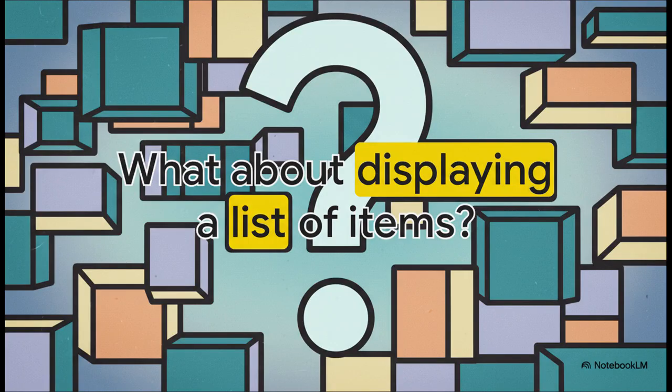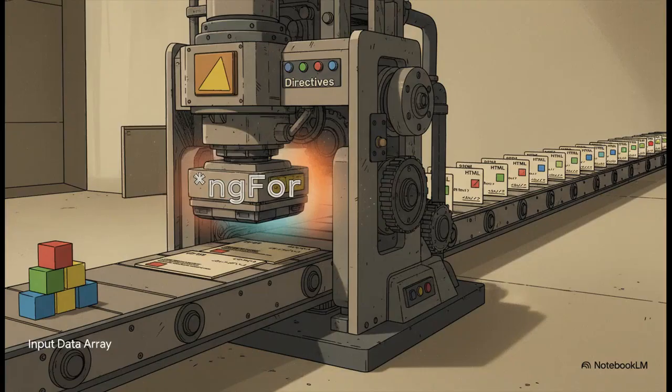Okay, that's awesome for one piece of data. But you're probably wondering, what if I have a whole list of things, like a shopping cart or a to-do list? You're not going to write out the HTML for every single item by hand, are you? No way. For that, Angular has these super handy tools called structural directives. One you'll use all the time is ngFor. You basically put this little command on an HTML element, and you tell it, hey, for every single item in my list of data, I want you to repeat this piece of HTML. It's an incredibly powerful way to build dynamic lists.